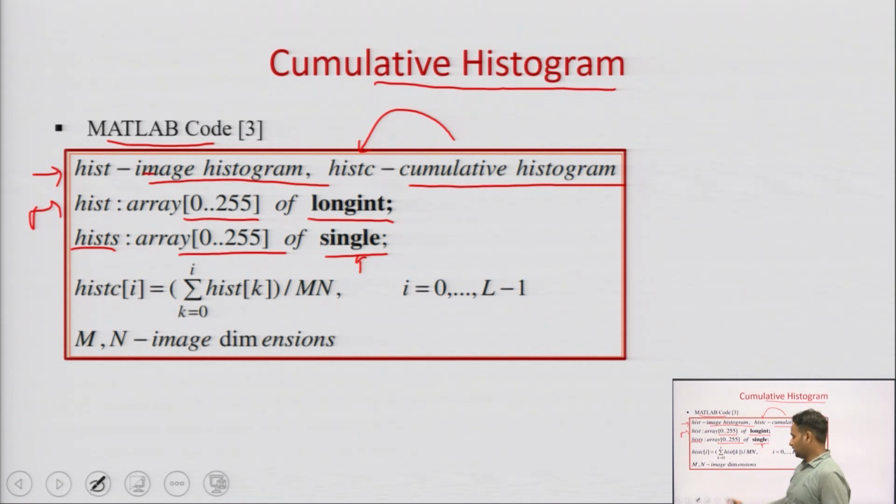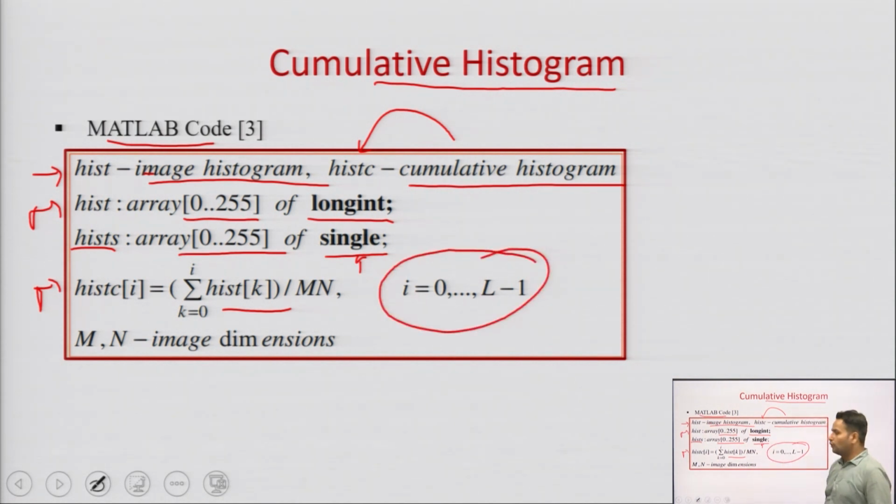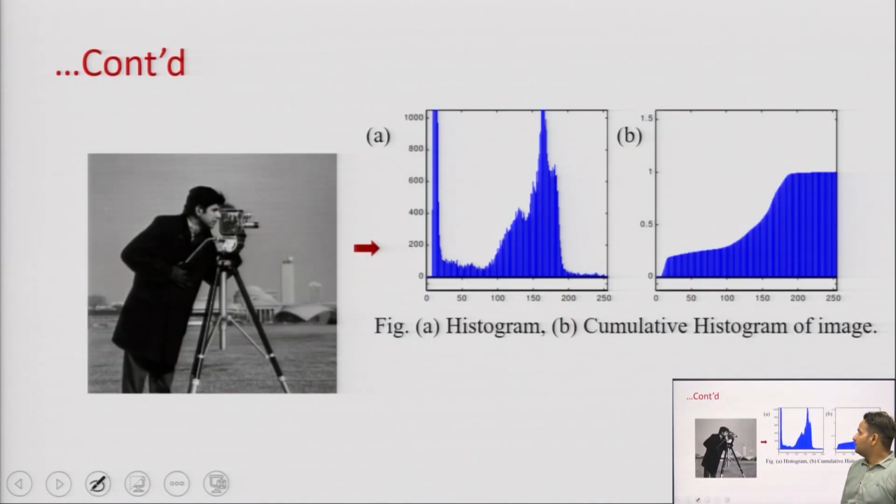And if we talk about the cumulative histogram hist_c(i), then your histogram must be divided by m into n, where m and n are the dimensions, and your i is varying from 0 to L minus 1. How many levels are there? 256 levels in total, so we can say the value of i is from 0 to 255.